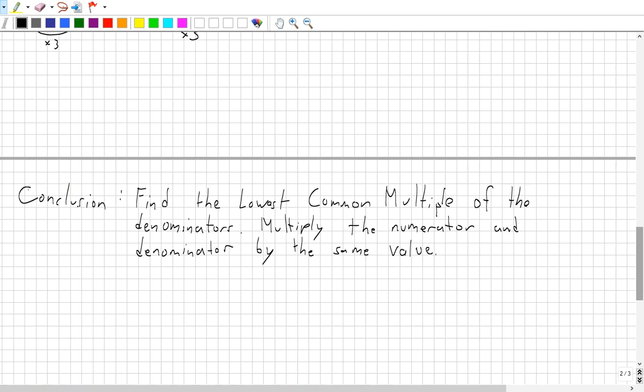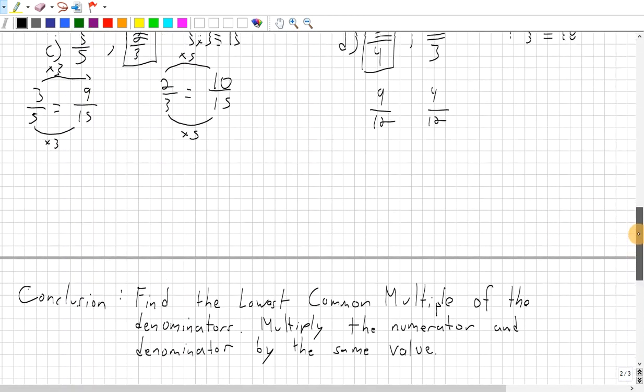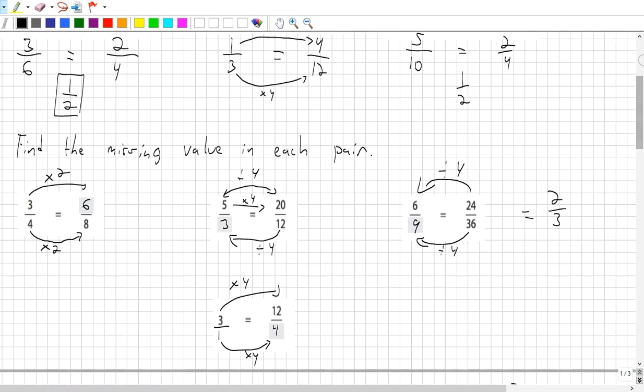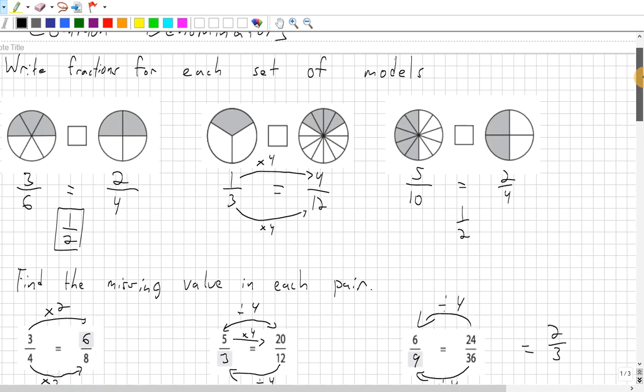It doesn't have to be the lowest common denominator, as long as it's common, as long as the denominators are the same. And then you multiply the numerator and the denominator by that same value to get equivalent fractions, to check to see which one's bigger. Again, as we saw in the very first example, how many pieces are shaded out of a total, so we can compare them.